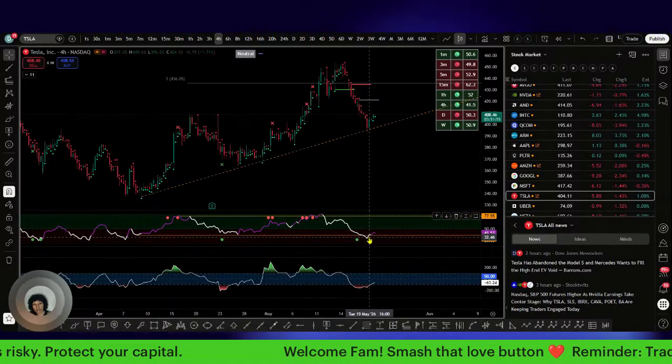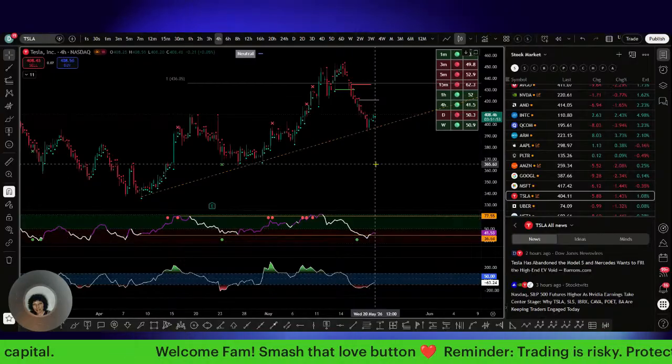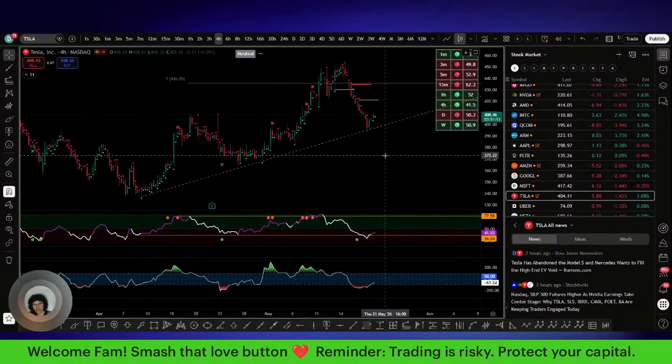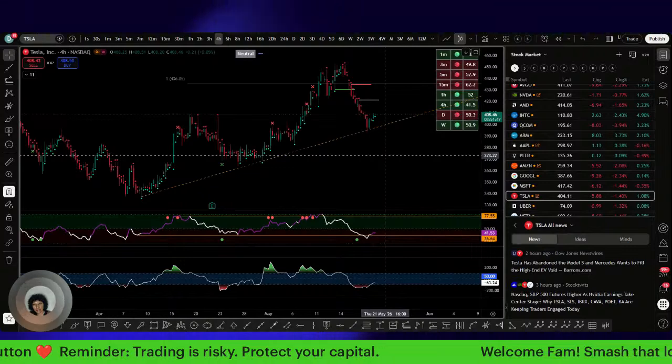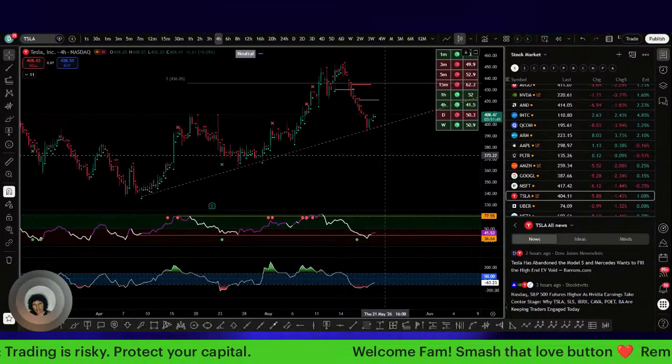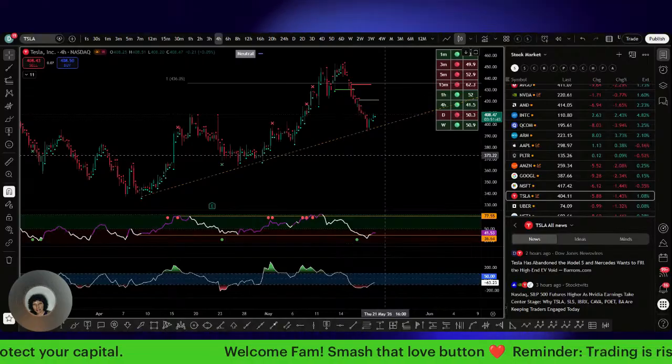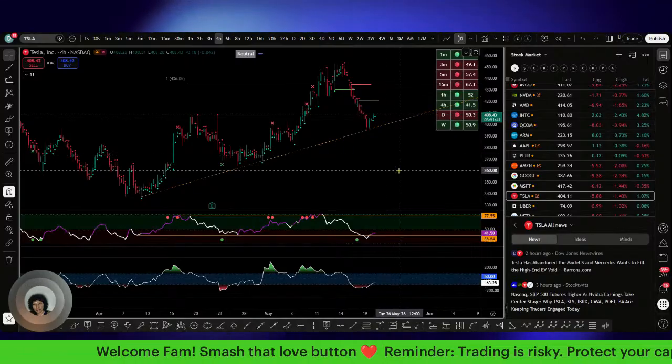Okay, it did a swing fail right there. I feel like I'm too late. If I wanted to touch it, would it be a good idea? I feel like I'm too late, but I know I'm not too late.